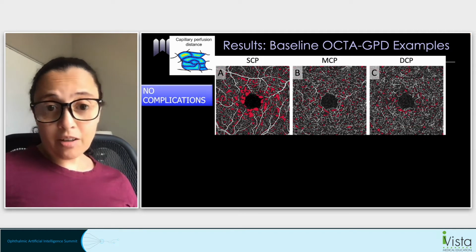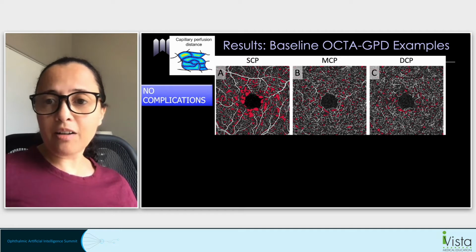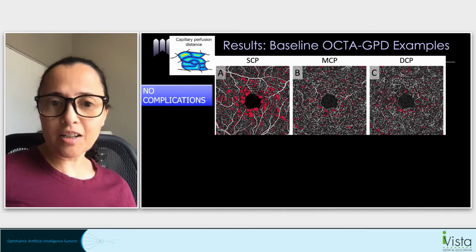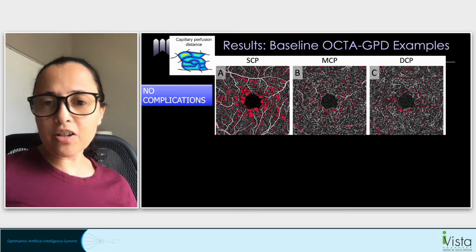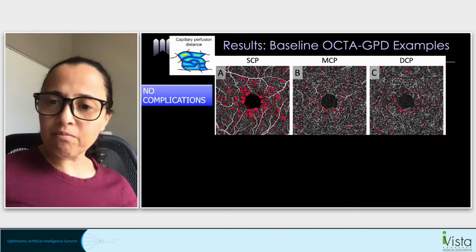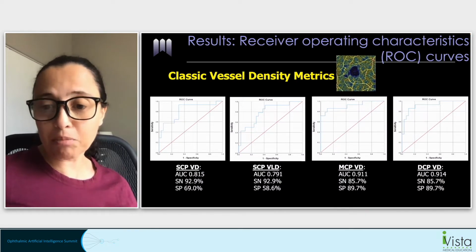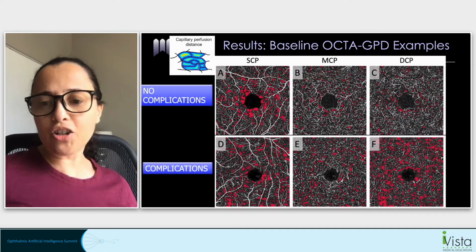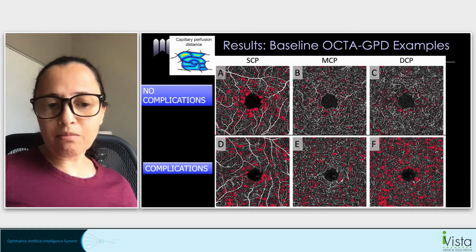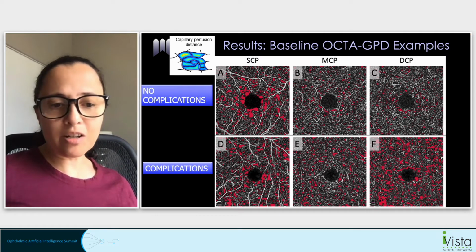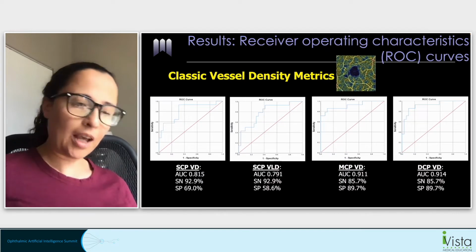So to look at an example, here's an eye that did not progress. As you can see, highlighted in red are the areas of GPD deficits, and you can see that there's a moderate number of these deficits. But when you compare that to an eye that progressed, there was really a larger amount of red areas in the deep capillaries, consistent with more ischemia at the deep capillaries.